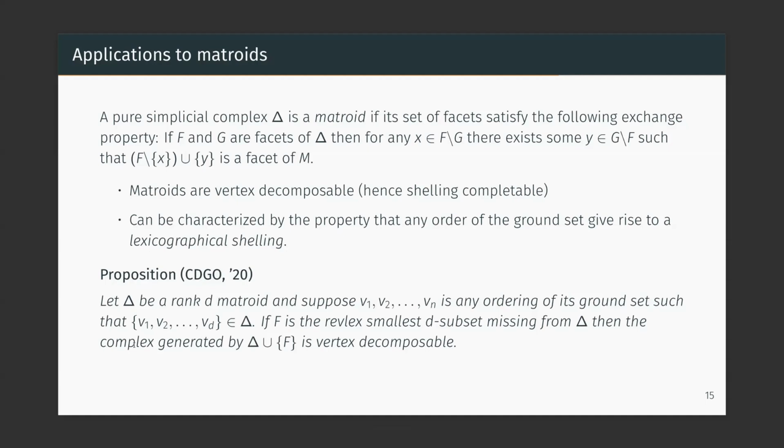Interrupt me if I'm wrong about that. Okay. So a couple of applications. I don't know how much I want to say, so I might have to skip some slides here. But what's an example of a vertex decomposable complex?